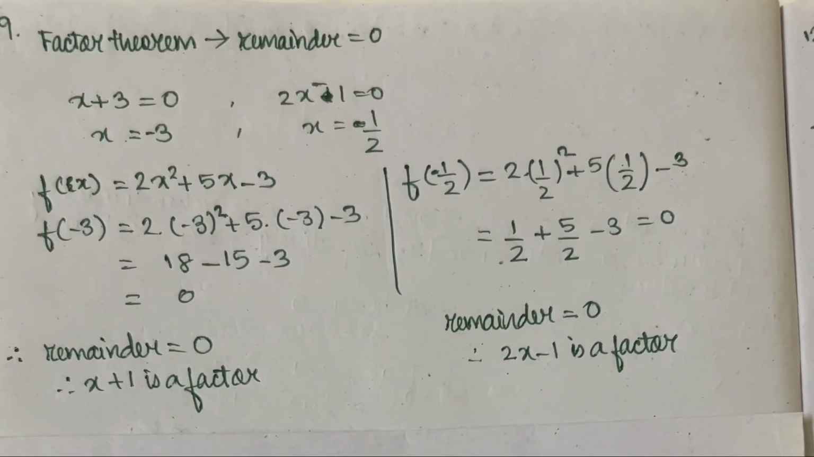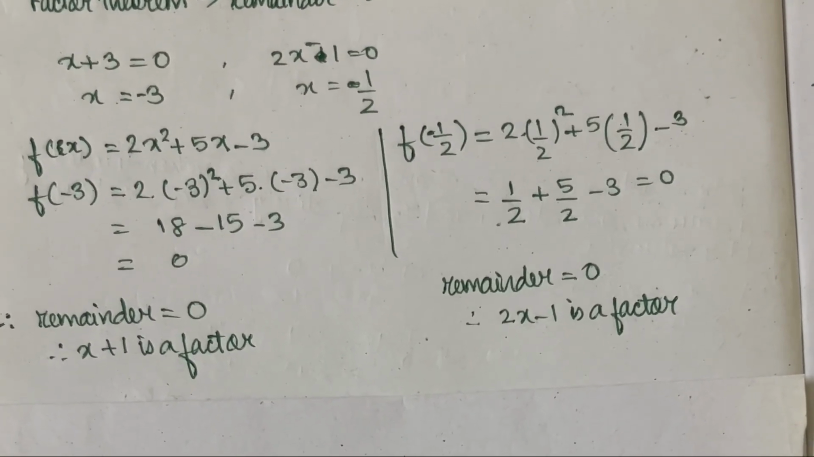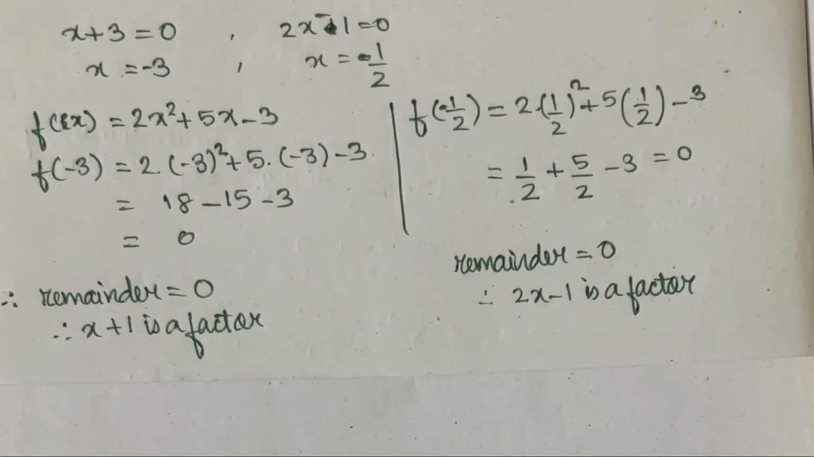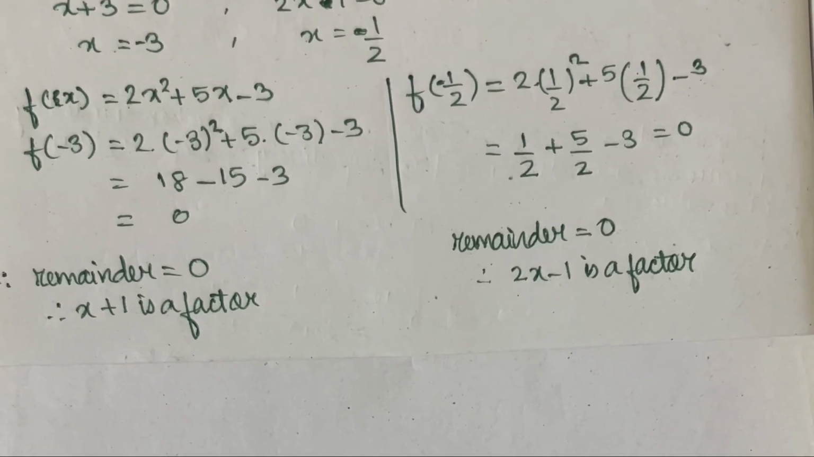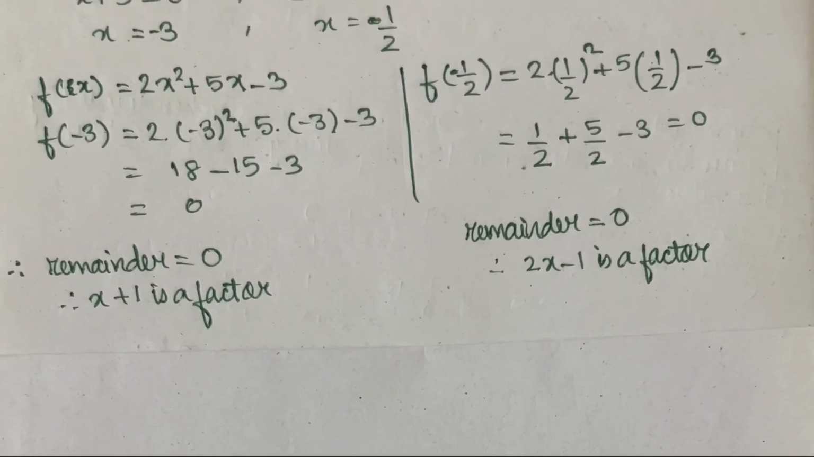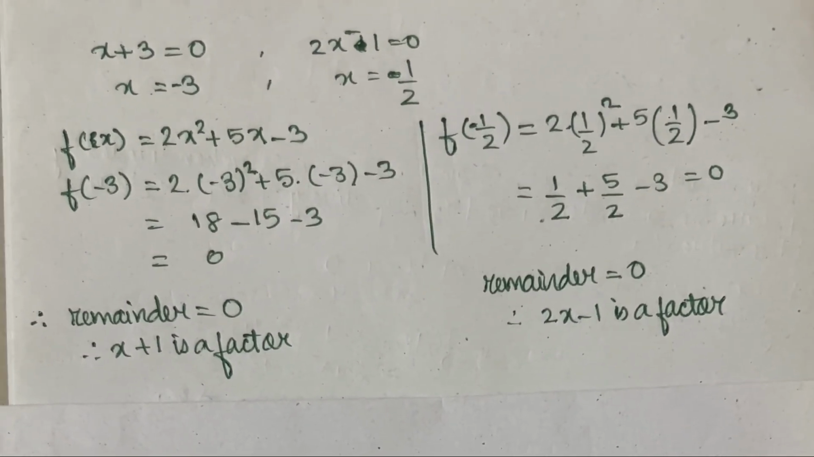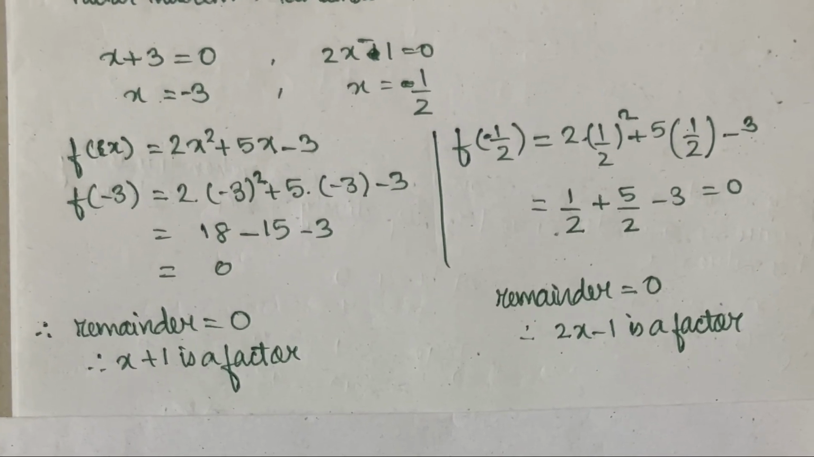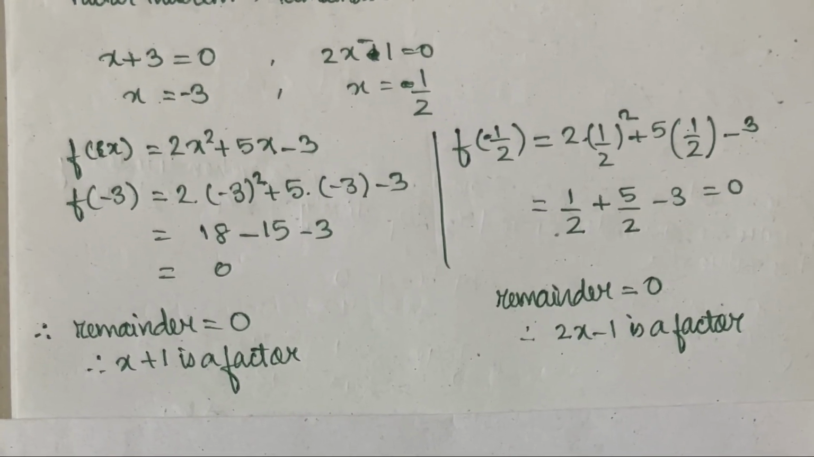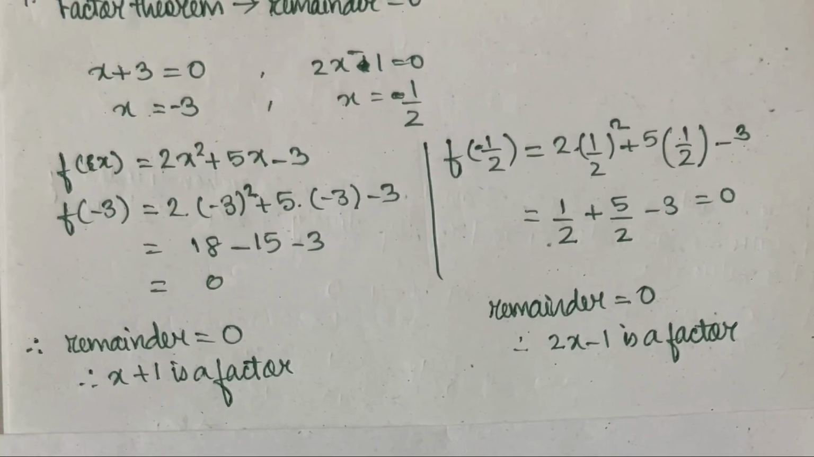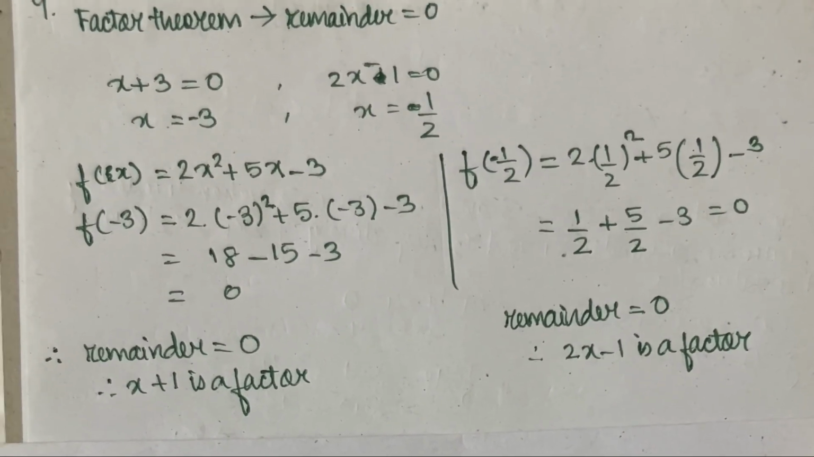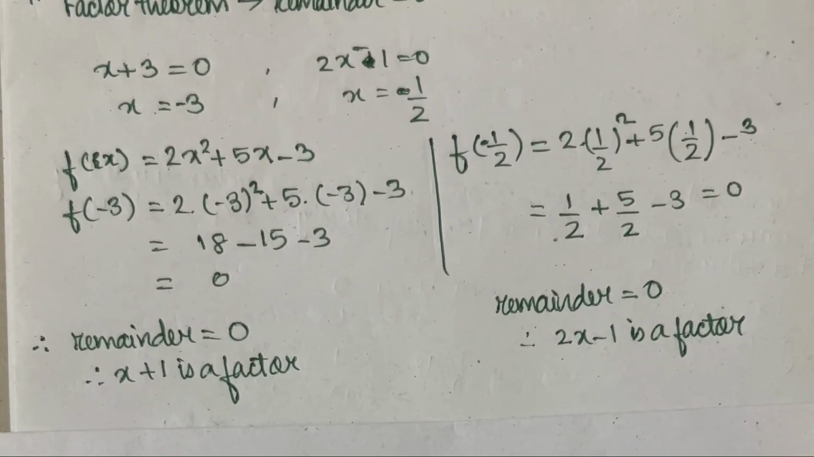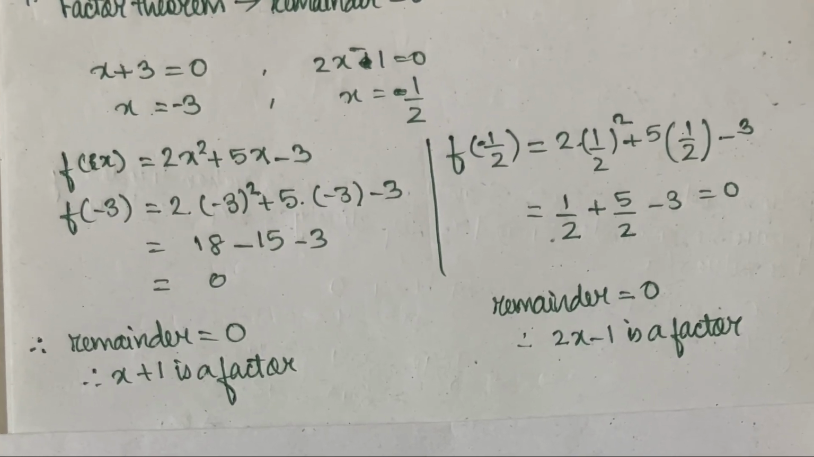Now for sum number 9, here it is said by factor theorem we need to show x plus 3 and 2x minus 1 are factors of 2x square plus 5x minus 3. As we know from factor theorem, remainder needs to be 0. So when we get the divisor like x is equal to minus 3 or something, we are putting the values in f(x). So now if it comes to 0, then only we can say that x plus 3 or x plus 1, whatever, is a factor.